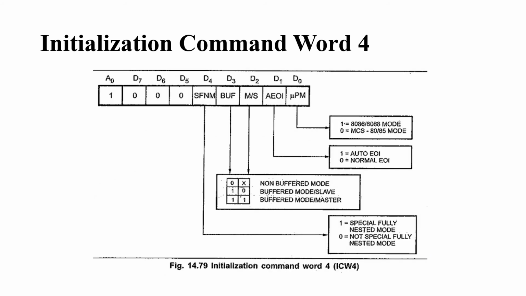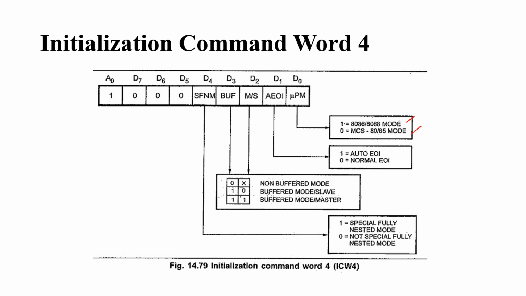This is the initialization command word 4 of Programmable Interrupt Controller PIC 8259. D0 bit informs about the microprocessor this 8259 is interfaced with. When it is 1, 8259 is interfaced with 8086 microprocessor. When it is 0, it informs that 8259 is interfaced with 8085 microprocessor. D1 bit indicates the type of end of interrupt command.